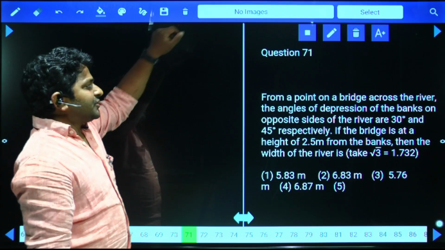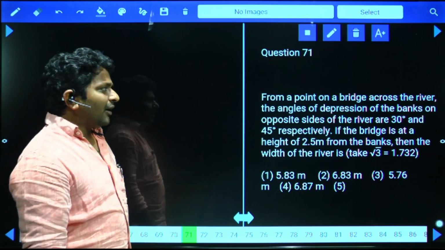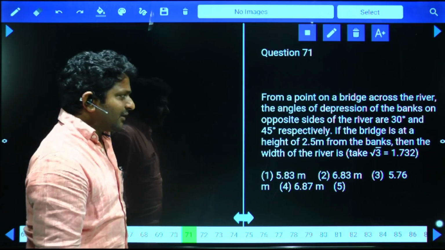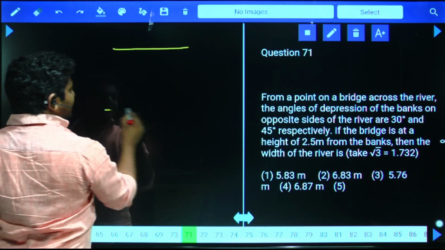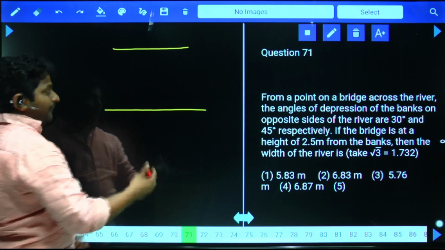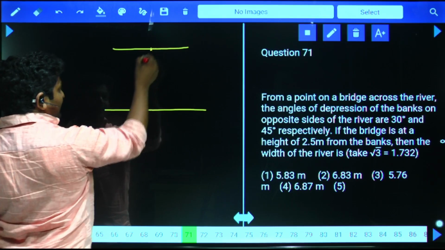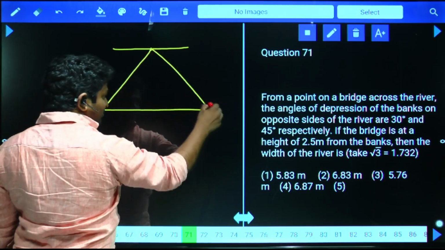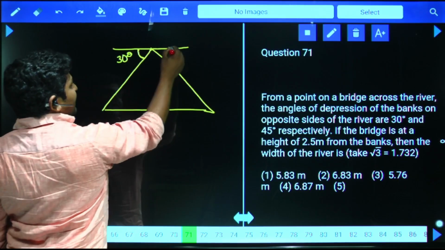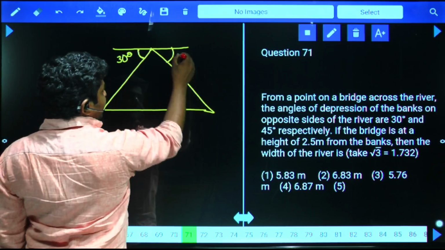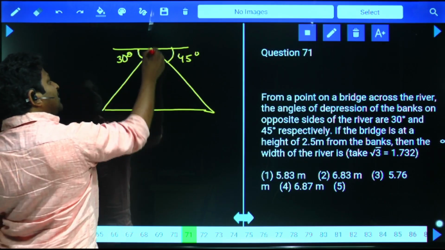Now from a point on a bridge across the river, the angles of depression of the bank on opposite sides of the river are 30 degrees and 45 degrees. This is your bridge and this is your river. From this particular point, the angle of depression they are saying is this one and then this one. One angle is equal to 30 degrees and the other angle is 45 degrees. And this is the height of the bridge.